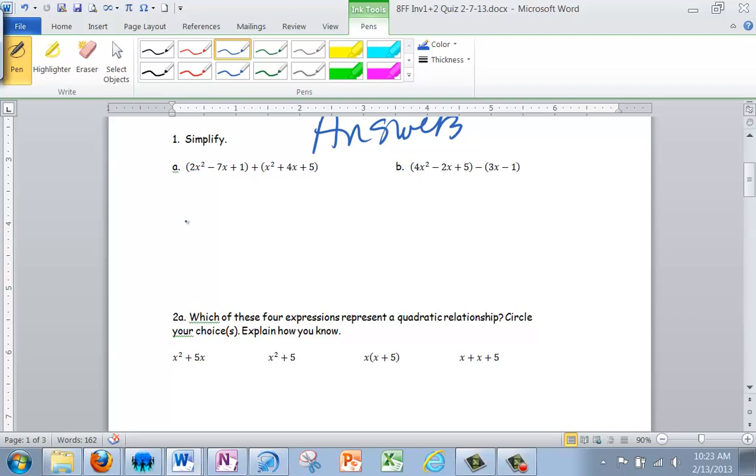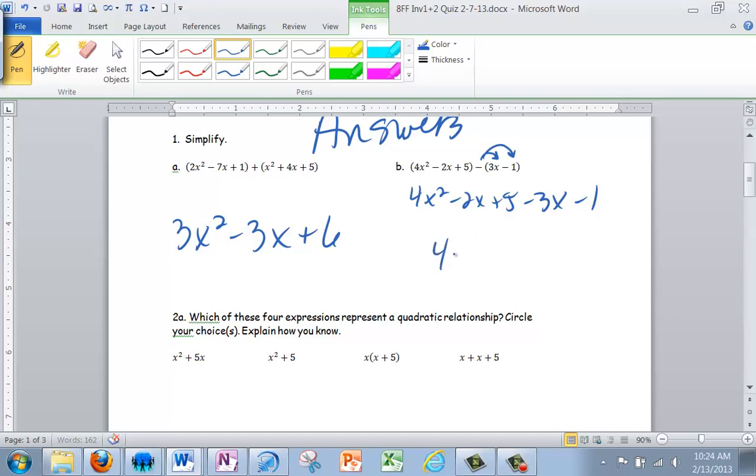Number 1A is combine like terms. The correct answer is 3x squared minus 3x plus 6. For the second one, a lot of you are still having difficulties with distribution. I'm hoping after the last homework that this will be better. You must distribute this negative in. So you need to rewrite 4x squared minus 2x plus 5, and then distribute the negative, minus 3x minus 1. Then when you combine like terms, you get 4x squared minus 5x plus 6.